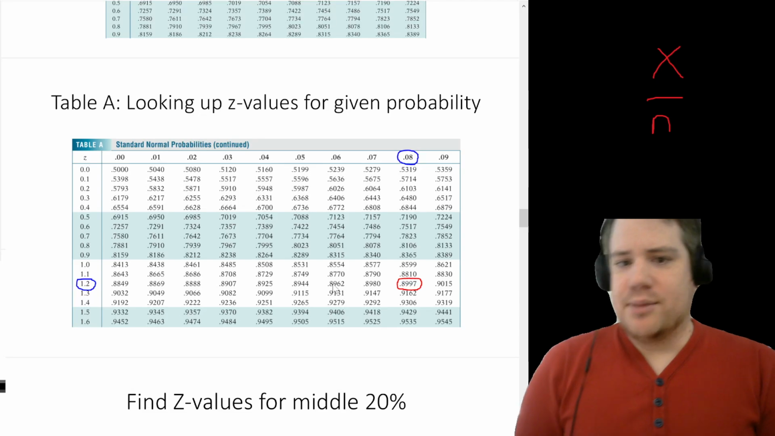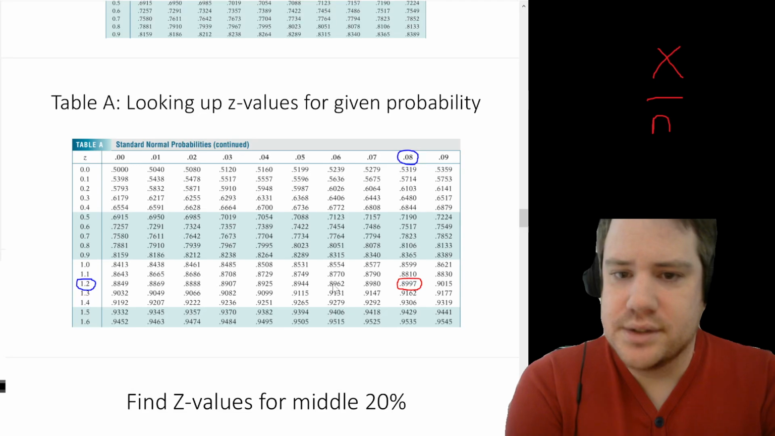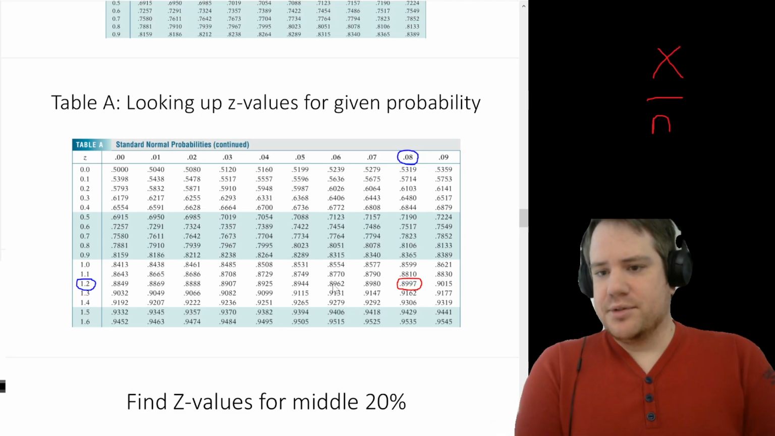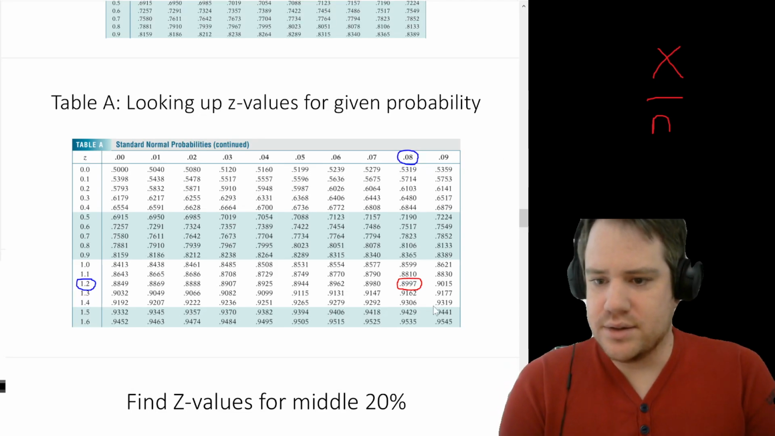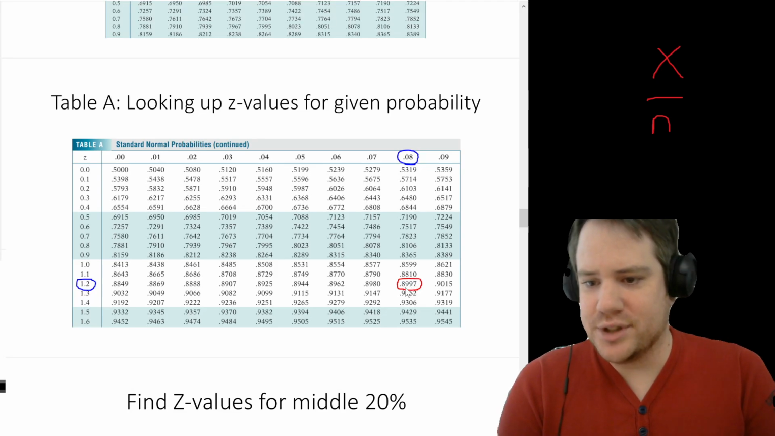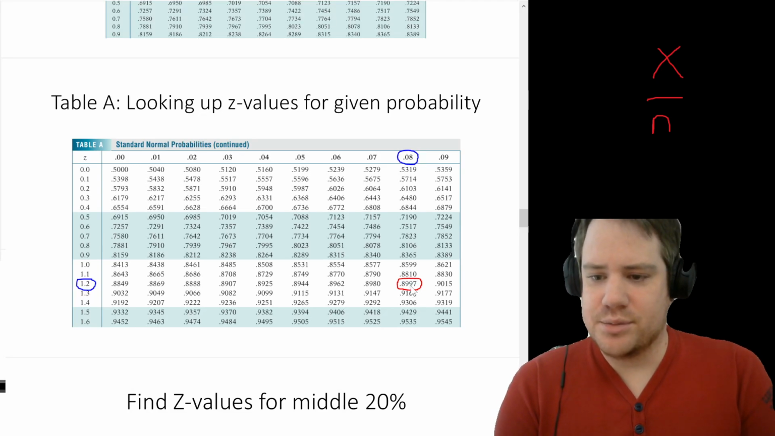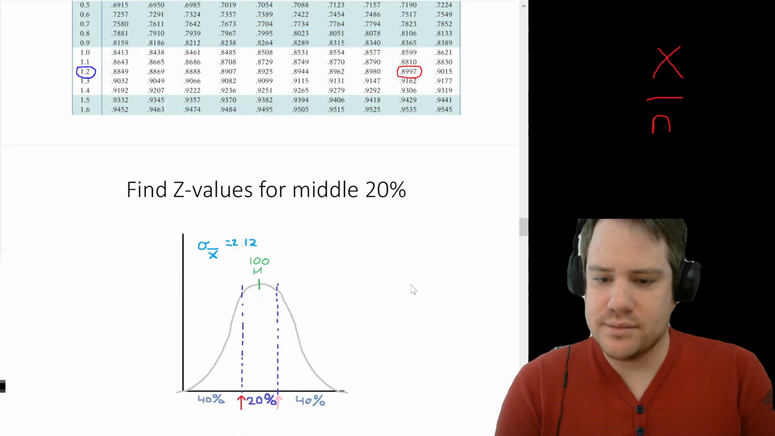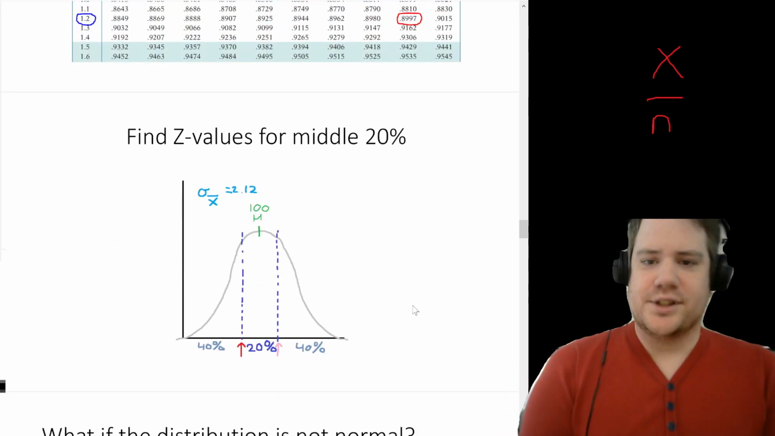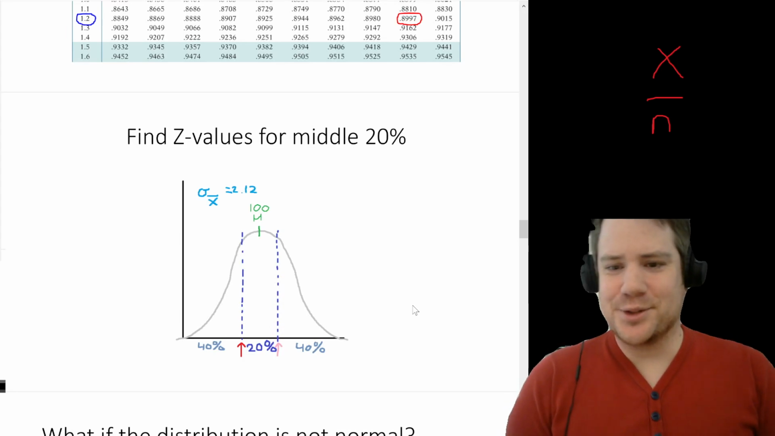And here's just an example. Say that you found z is 1.28, then you can look it up here and see that it's 89.97%, so basically 90% of the distribution can be found below it. Now, just as a little test, find z values for the middle 20%.